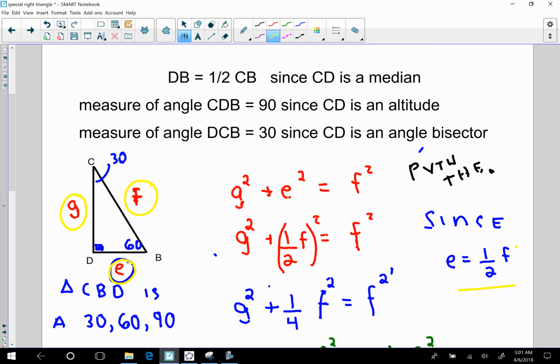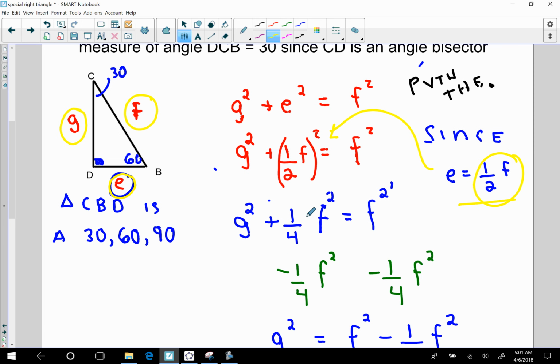And I'm going to take this 1/2 of F and put it in for E. And now I'm just going to do some algebra. What algebra am I going to do? 1/2 squared is 1/4. F squared is F squared. And now I have this algebra equation, G squared plus 1/4 F squared is equal to F squared.